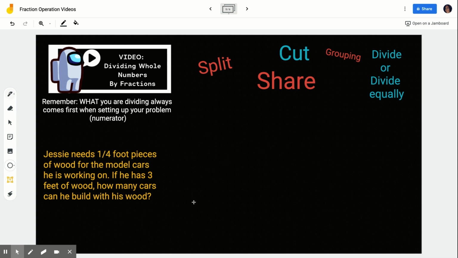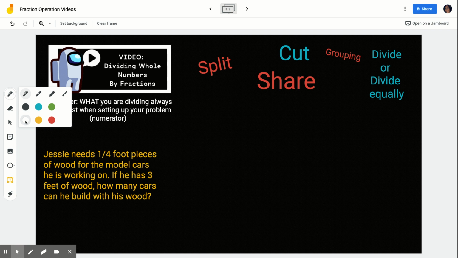So this says, Jesse needs 1/4 foot pieces of wood, this is obviously a 1/4 measurement, 1/4 pieces of wood for the model cars that he's working on. If he has 3 feet of wood, how many cars can he build with his wood?